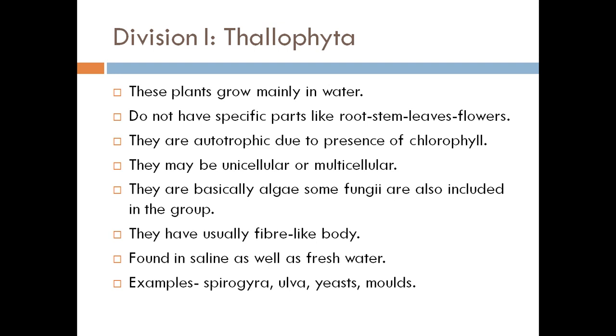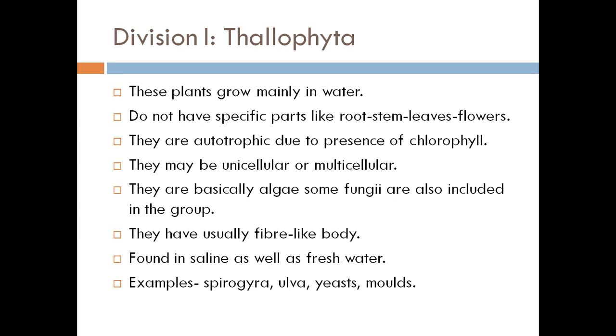If I give you an example of algae, it is shewar, which grows very fast in the rainy season. So shewar would be the best example of algae. So these Thallophytas are basically algae. Also some fungi, like burshi, some types of bushes, are also included in the Thallophyta group.